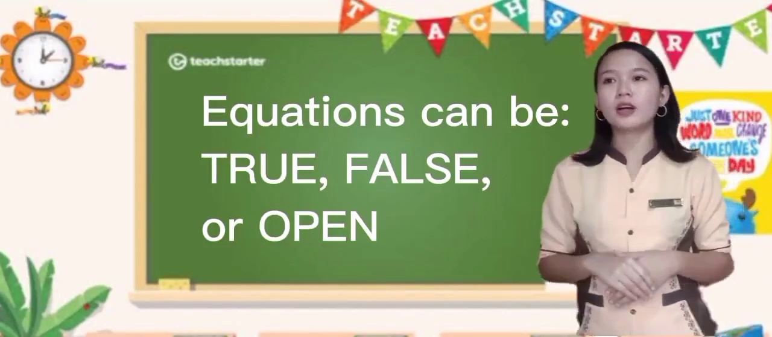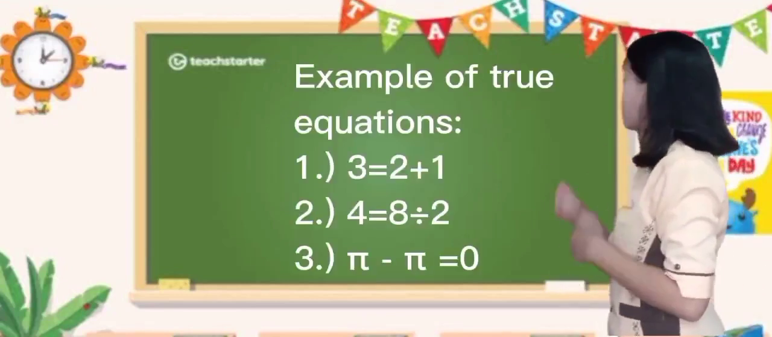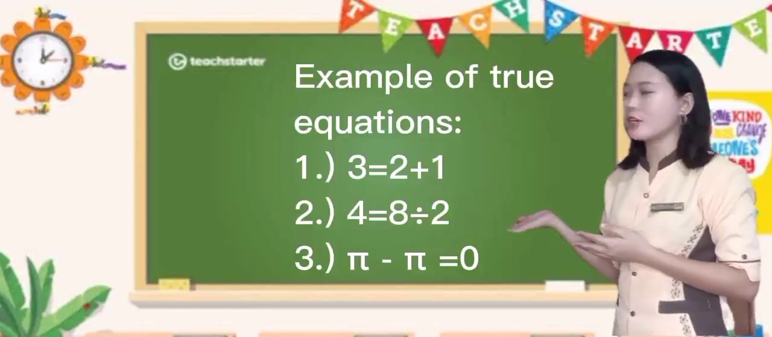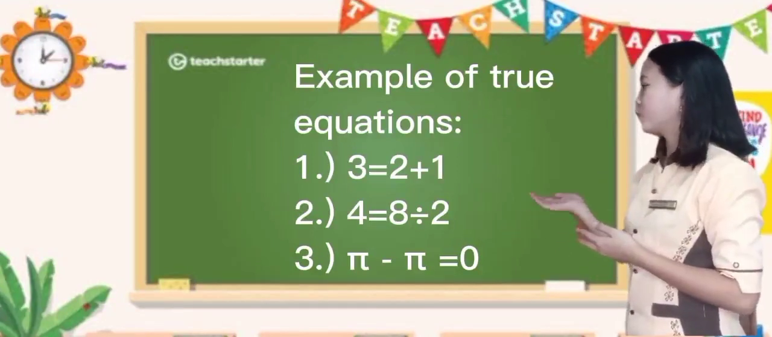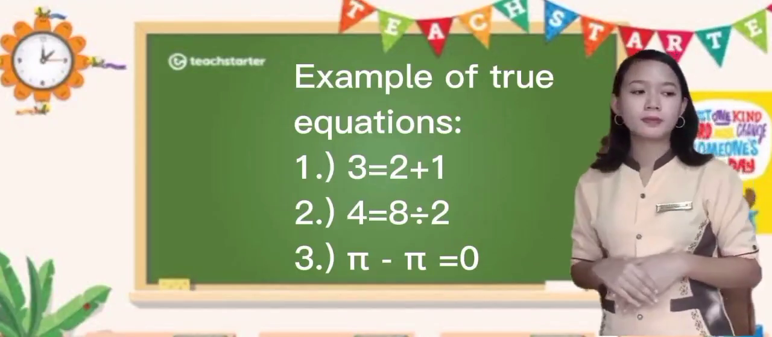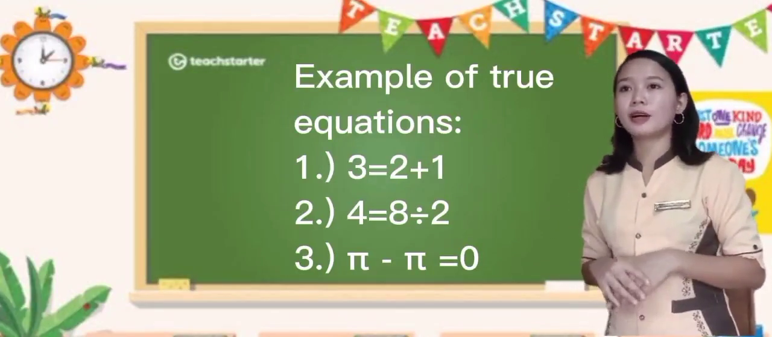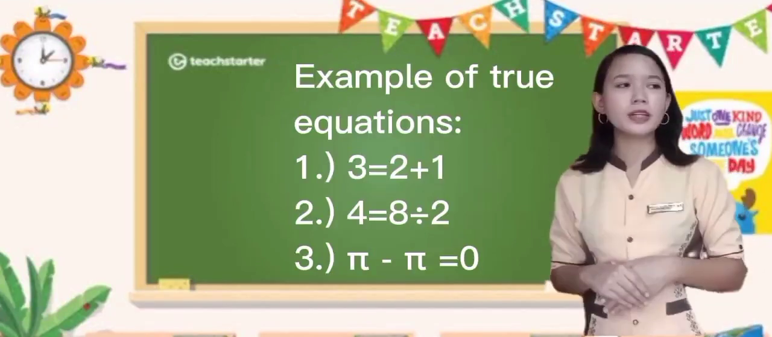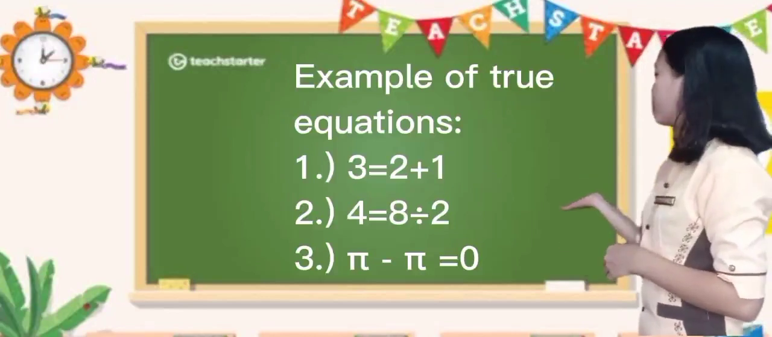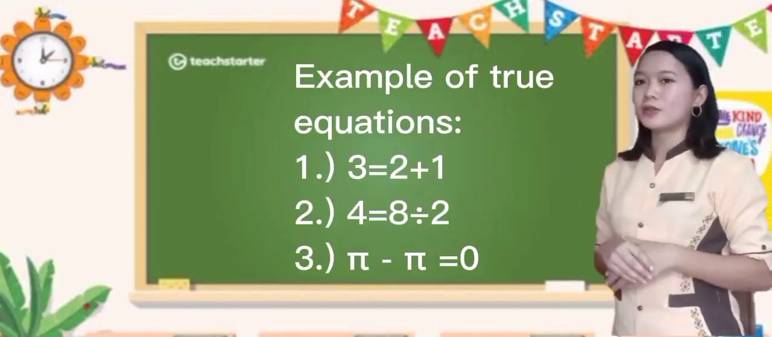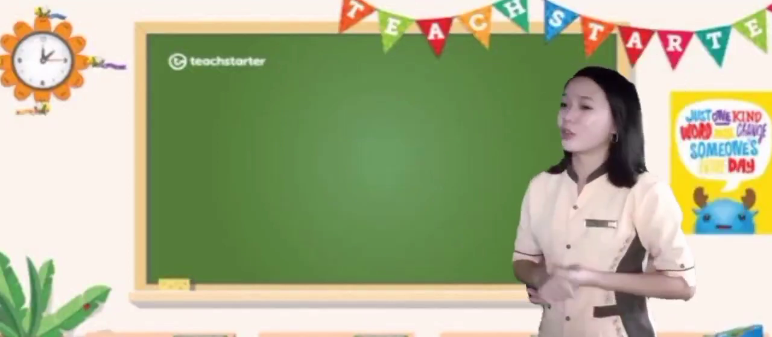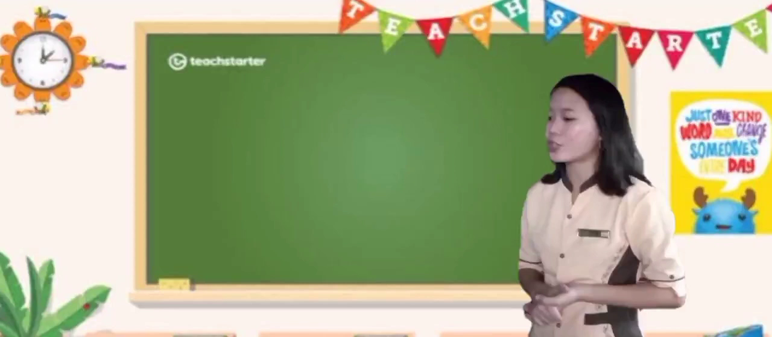What is a true equation? Here are examples of true equations. Can you please read the first? 3 equals 2 plus 1. Next, 4 is equal to 8 divided by 2. Is it really true? Are they equal? Yes. The last one is pi minus pi equals 0. So it's true, right? Can you give me other examples of a true equation?